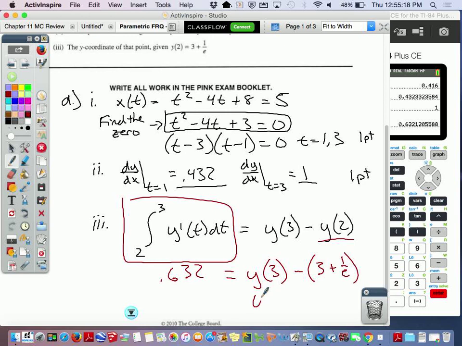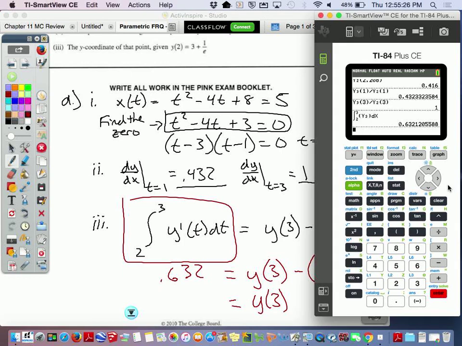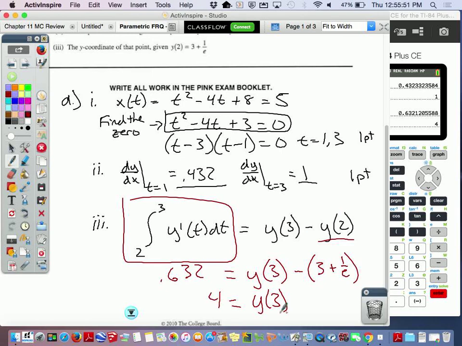So that means y of 3, I'm going to get by adding the 3 plus 1 over e to 0.632. I kept this and I didn't want to round that, I'm just going to keep it where it's at. And now I'm going to add 3 plus 1 divided by e. Let's put that in parentheses. And we get 4. Kind of crazy. So that's our final point for that question.